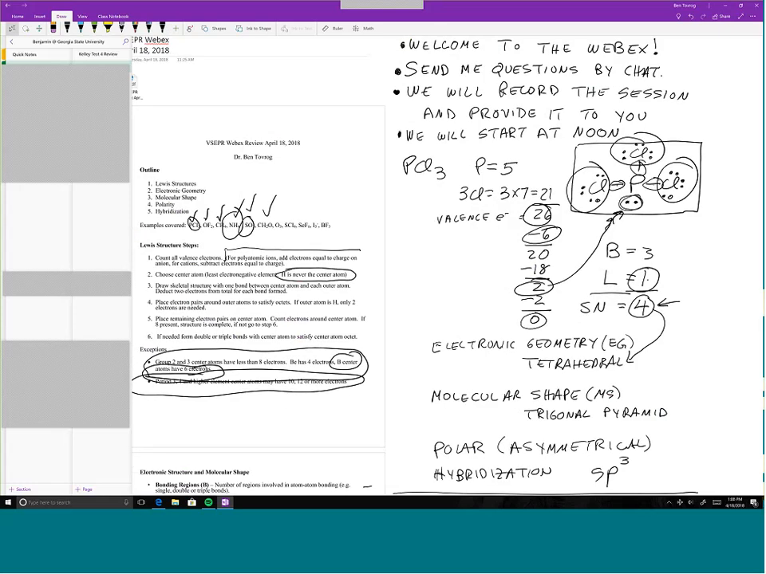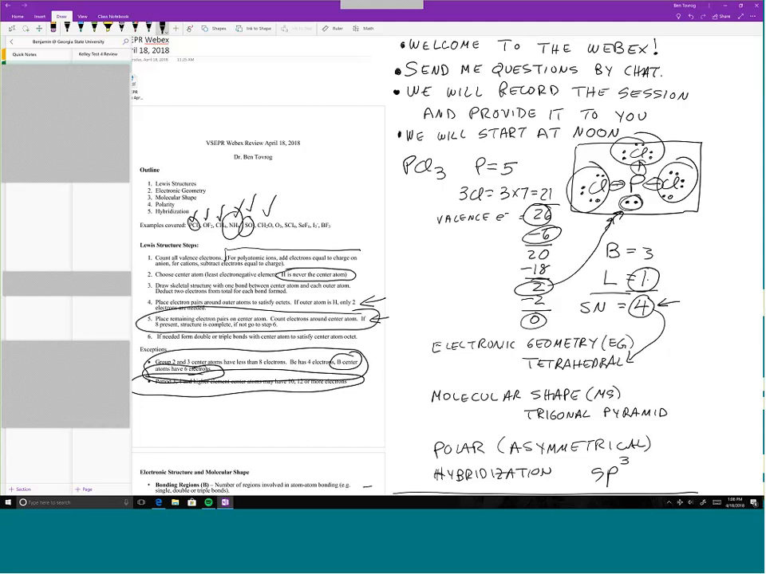If we look at the structure, and actually this write-up that I put together, I will forward that separately to Dr. Burkhart. Maybe that would be useful. Because what we're talking about here is steps 4 and 5. Place electron pairs around the outer atoms to satisfy octets. And then here we go. Place remaining electron pairs around the center atom. Count electrons around the center atom.